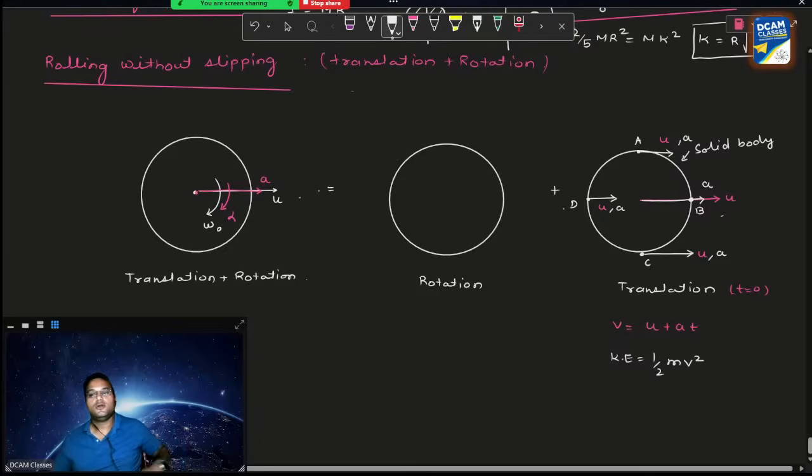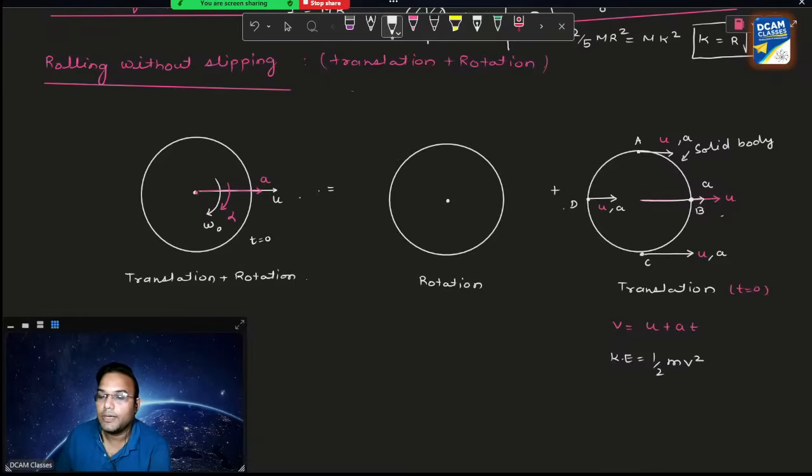Okay. Now coming to the rotation part. In the rotation, at time t equal to 0, its angular velocity was omega naught. It's moving with angular acceleration alpha. Let's freeze this at a particular instant, omega.